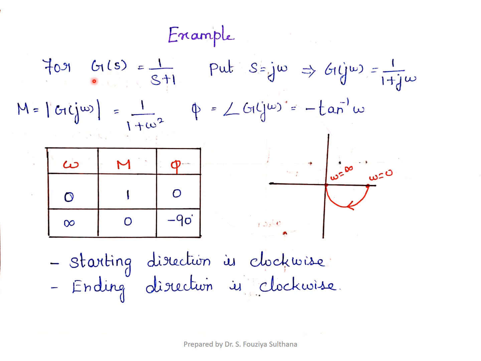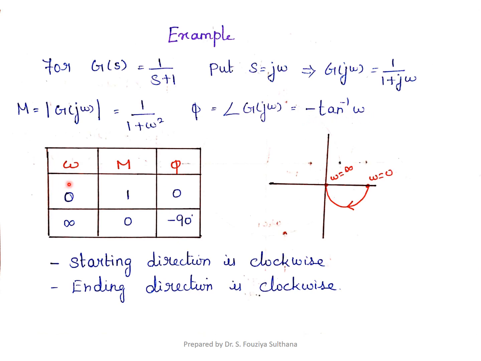For example, consider the given transfer function G(s) = 1/(s+1). How can we find the starting and ending direction for this transfer function? Now put s = jω. So G(jω) will be equal to 1/(1+jω). So the magnitude of this transfer function is nothing but 1/√(1+ω²), and the phase angle of this transfer function is minus tan inverse of ω.